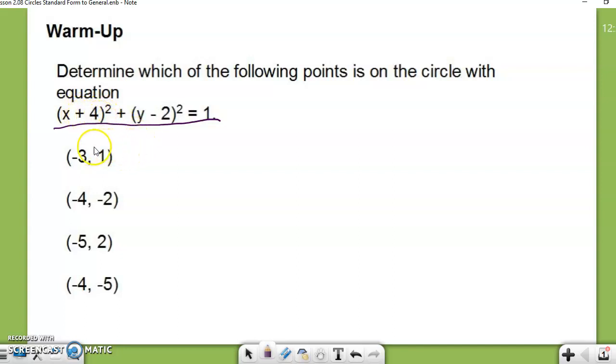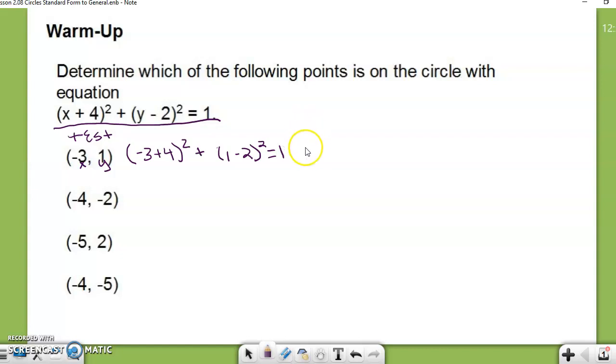In your warm-up today, you're just going to test these points with the equation. In other words, you're going to plug in your x value and your y value into the equation. And so for the first one, I'd have -3 plus 4 squared plus 1 minus 2 squared equals 1. Just going to follow the math here.